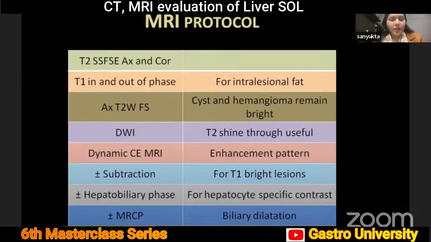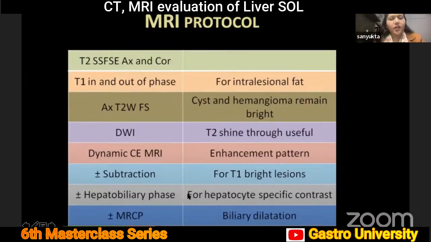As far as the dynamic contrast enhanced MRI is considered, it is the same as the CT protocol we follow. The subtraction images, what we call subtraction, is basically if we see any T1 hyperintense lesion, since the post contrast MRI taken is a T1 weighted image. If it is a T1 hyperintense lesion, we don't know whether it was actually T1 hyperintense per se, or after the contrast it has become enhanced. So we need to have the subtraction images for T1 bright lesions. Hepatobiliary phase happens only with the hepatocyte specific contrast.